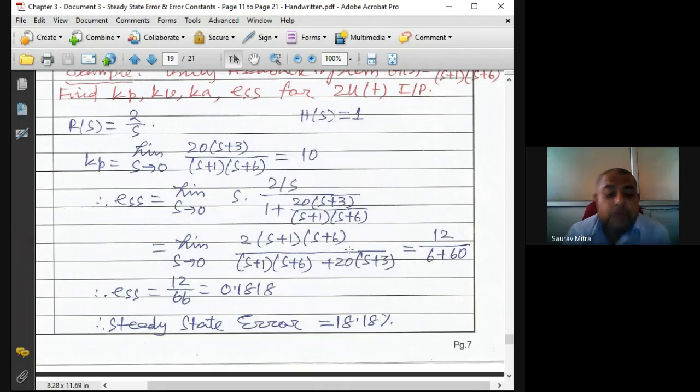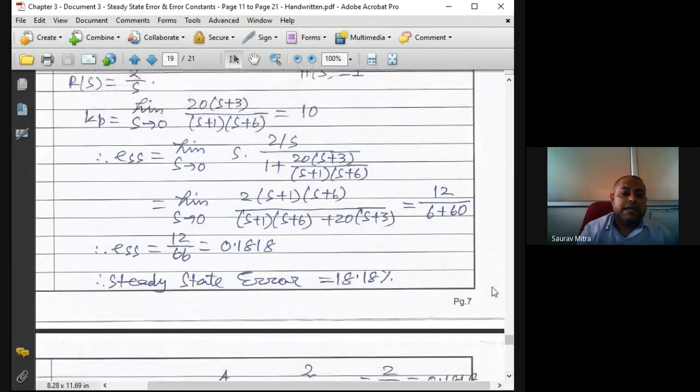Substitute S is equal to 0. At the numerator you will get 2 into 1 into 6, that is 12. At the denominator you will get 1 into 6, that is 6, and 20 into 3, that is 60. So what you get at ESS is 12 divided by 66, that is 0.1818. It means that the steady state error is 18.18% of the given input. If you are giving the input as 2, the steady state error will be 18.18% of 2, which is almost 0.36 volt. So for a 2 volt input, the error amplitude will be 0.3636 volt. This is the calculation by the classical method.